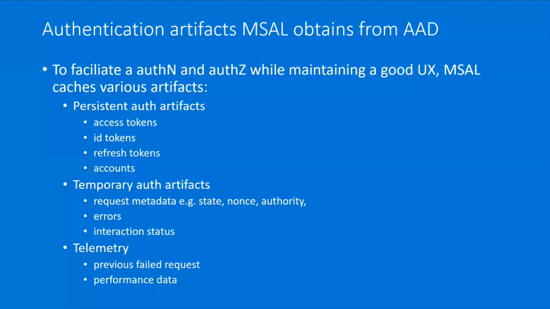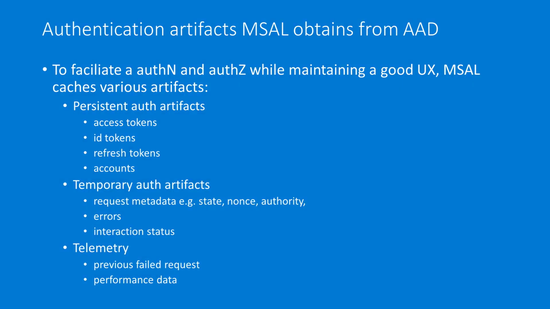So what are the authentication artifacts MSAL obtains from AAD? The reason for obtaining these is that MSAL tries to facilitate an authentication and authorization process while trying to maintain a good user experience. And to do that, it caches things like access tokens, ID tokens, refresh tokens, account objects. These are persistent. And it also collects metadata about the request, records any errors or the current interaction status. It has some telemetry. It collects telemetry for the performance data and other stuff. And all of these are mainly to help you with debugging, maintaining a good user experience, and etc.